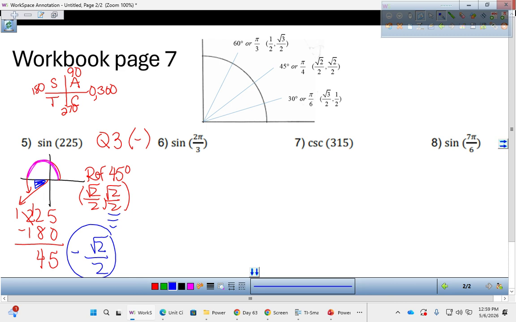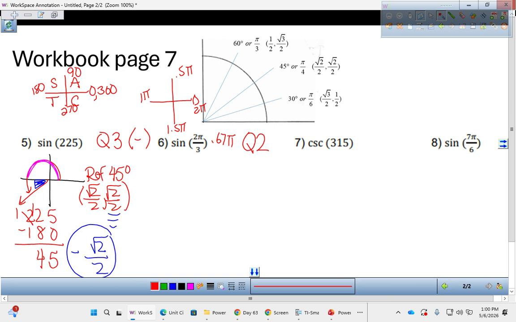For the next one, 2 pi over 3. Well, let's think about what quadrant that's in. 2/3 is the same thing as 0.67 pi. So in terms of 0.5 pi, 1 pi, 1.5 pi, 2 pi, 0.67 is somewhere between 0.5 and 1. So this is going to be in quadrant 2. And all students take Calc. S is in quadrant 2. Sine is positive in quadrant 2.